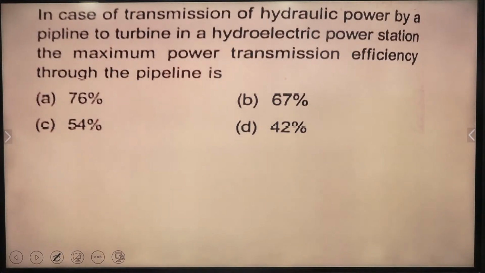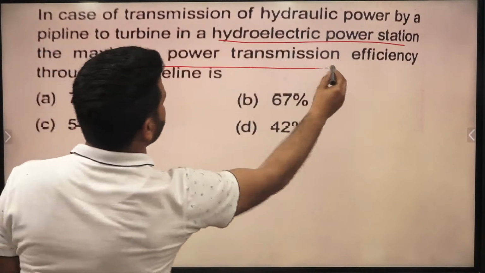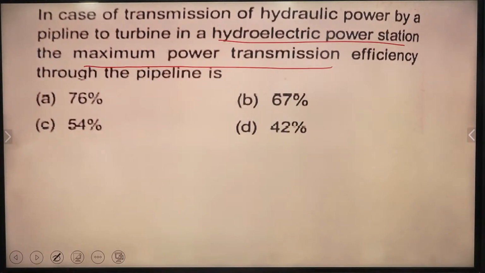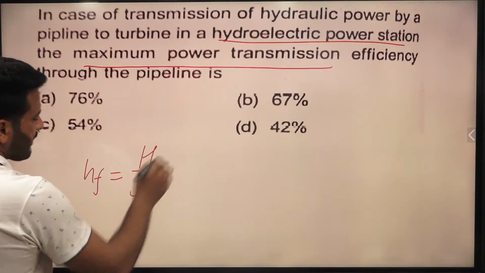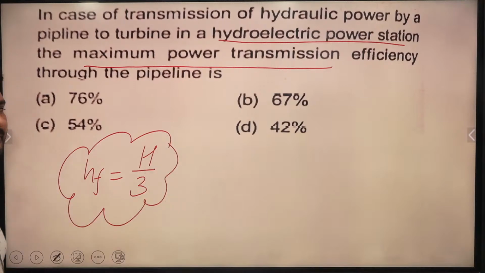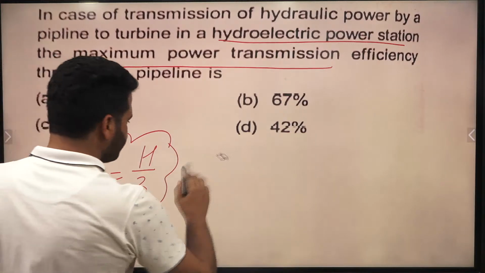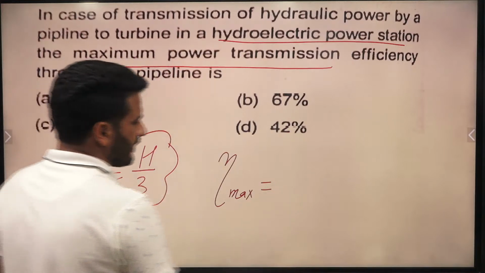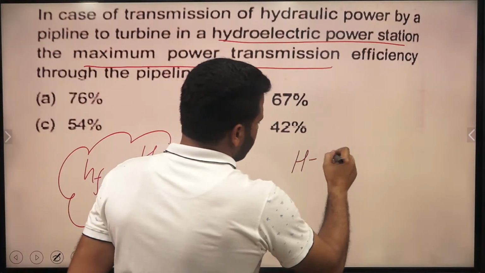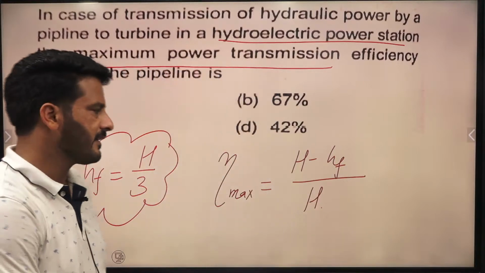Okay, next question. In case of transmission of hydraulic power by a pipeline to a turbine in a hydroelectric power station, the maximum power transmission efficiency through the pipeline is? In this case we know very well, for maximum efficiency, the head loss due to friction is 1/3 of the maximum available head. So maximum efficiency, eta max, is the net available head, H minus HF upon H, into 100%.